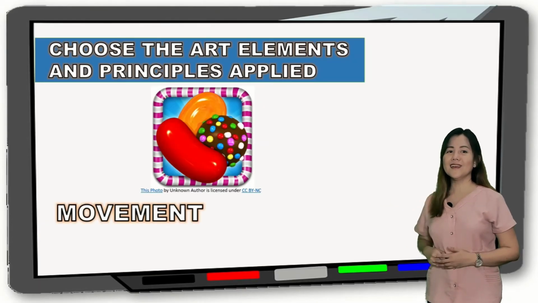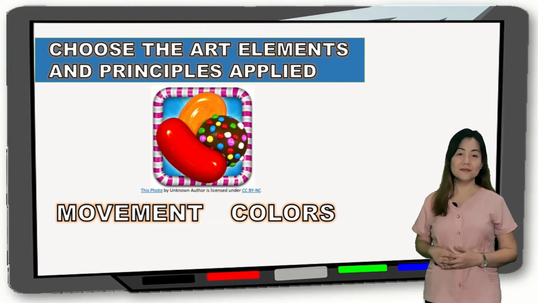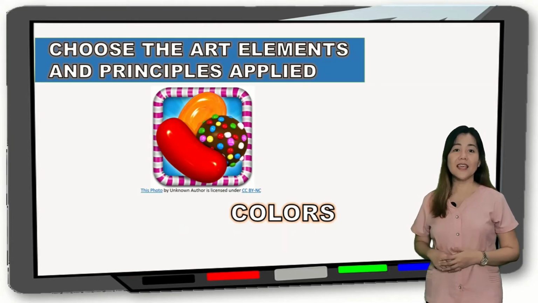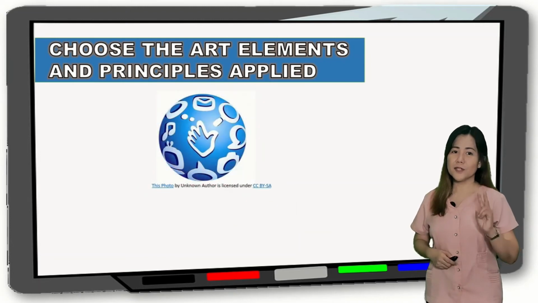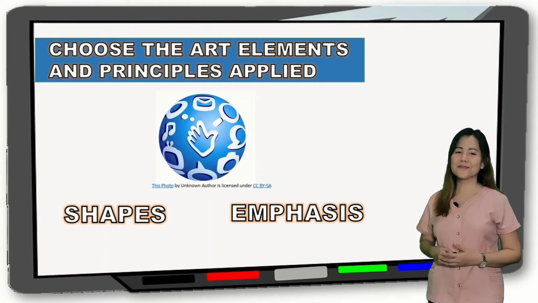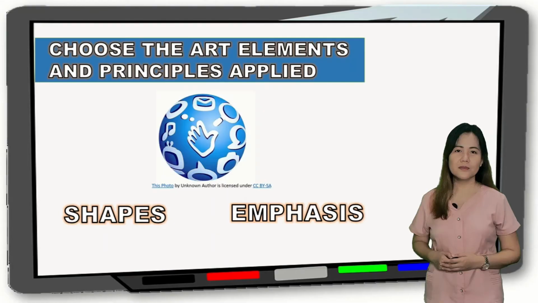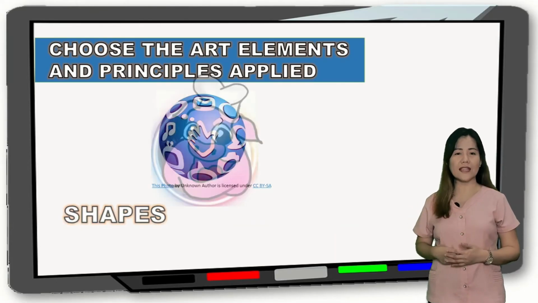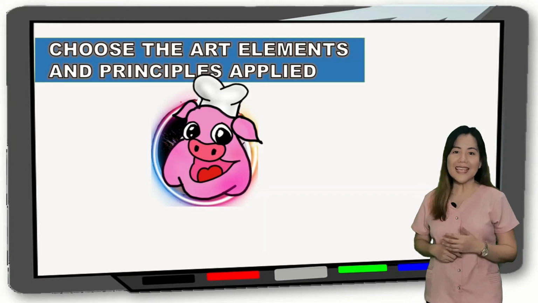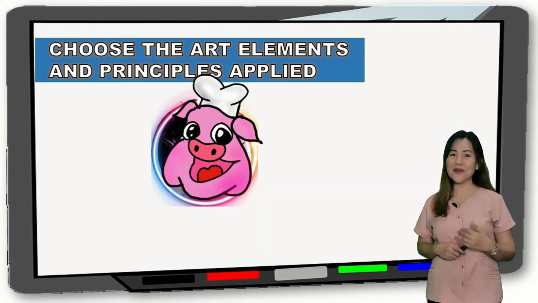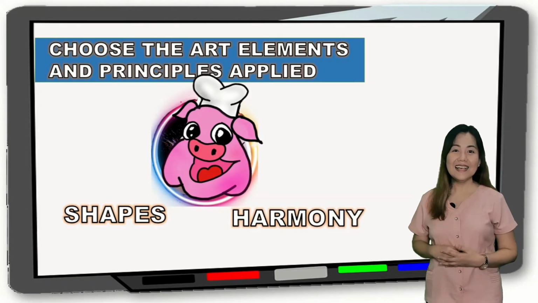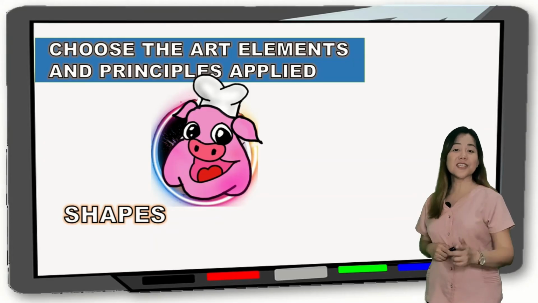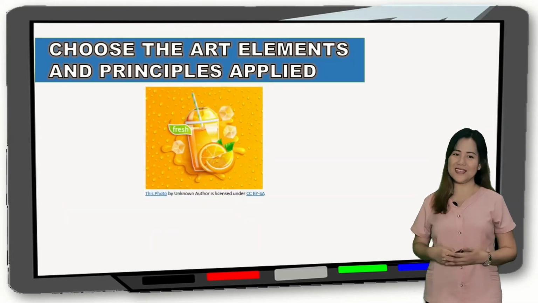For number 1, Candy Crush. Correct. It's colors. Number 2, Globe Telecom. Correct. Shapes. It has geometric and organic shapes, right? Number 3, Pork Caldereta. Bell's Pork Caldereta. Correct. The answer is shapes because it uses organic and geometric shapes.